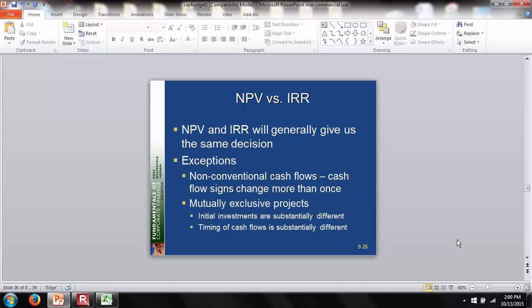So what are mutually exclusive projects? A mutually exclusive project means that you might have several investments, you have a choice, but ultimately you pick only one of them. So as an example, you want to buy a car, you look at different cars, you might look at a Toyota, you might look at a Chevy, you might look at a Ford, you might look at a Honda and so on, but ultimately you only buy one car. So that's an example of a mutually exclusive project.